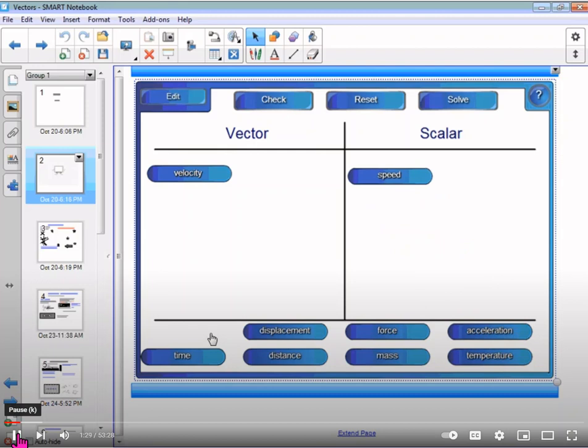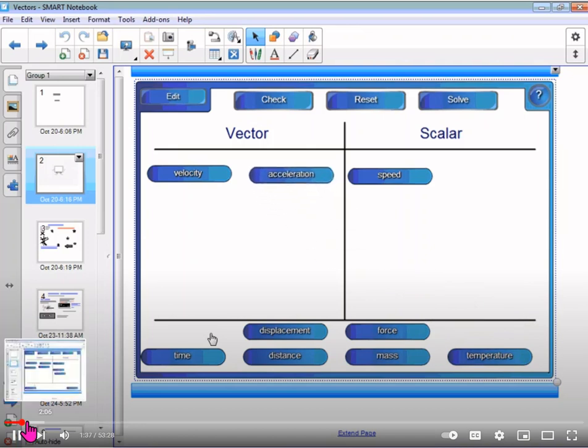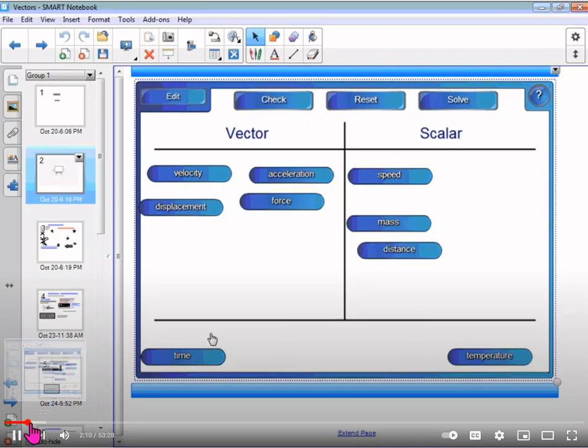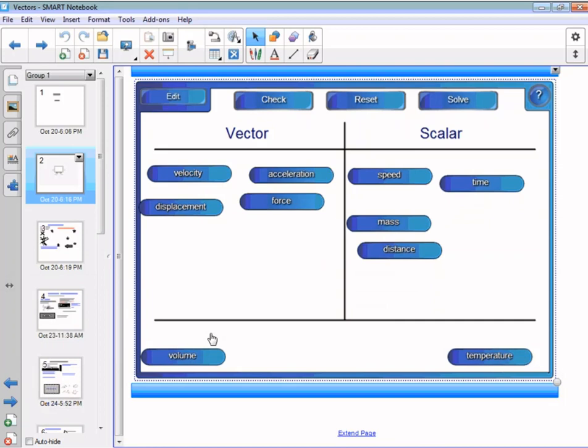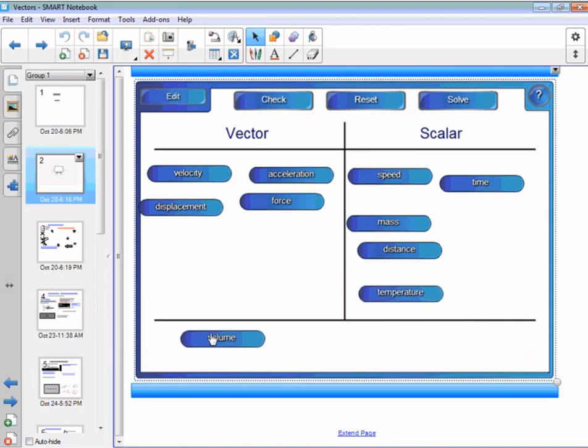Keep going, folks. The acceleration is a vector. We'll skip ahead a little bit. Volume is a... What do we think of this? According to this, okay, you can sit down for a moment.